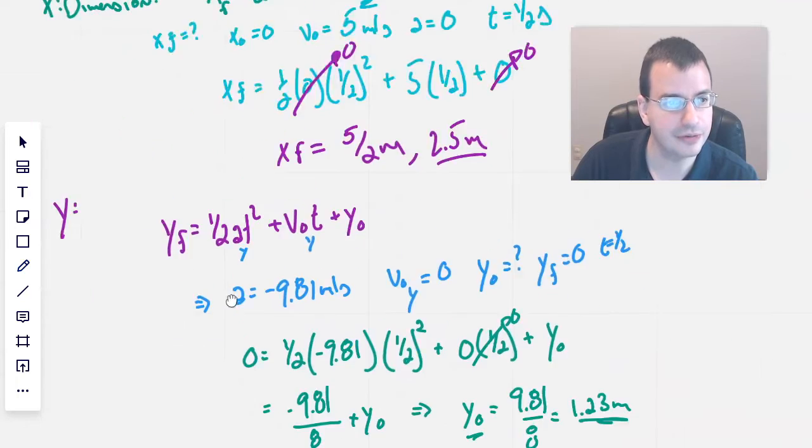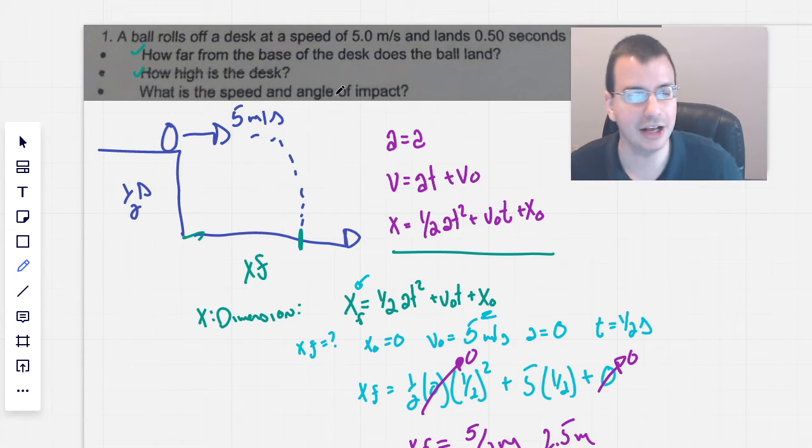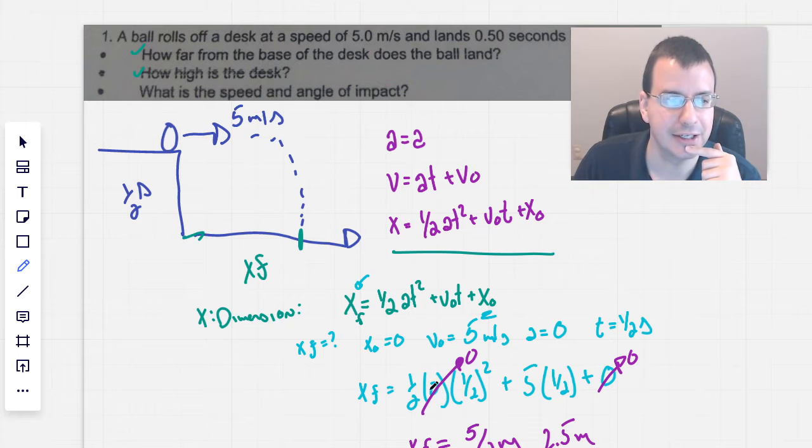Okay, so we got the first part done, check. That was 2.5. We got the second part, which is 1.23. What is the speed and angle of impact? You know, that's kind of like 4 questions. Okay, we can do this.